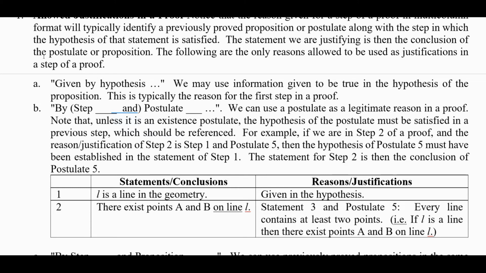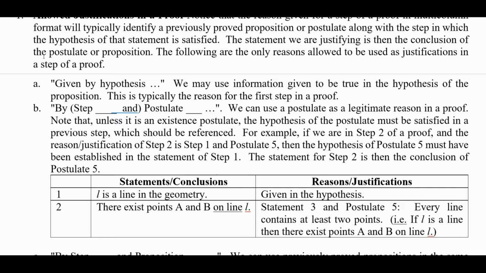So suppose postulate 5 says every line contains at least 2 points. Another way to rewrite that is, if L is a line, then there exist points A and B on line L. Okay, so if statement 1 is "L is a line in the geometry," and perhaps the reason for that was given in the hypothesis, which again is usually the reason for the first step, then our second statement should be "there exist points A and B on line L."